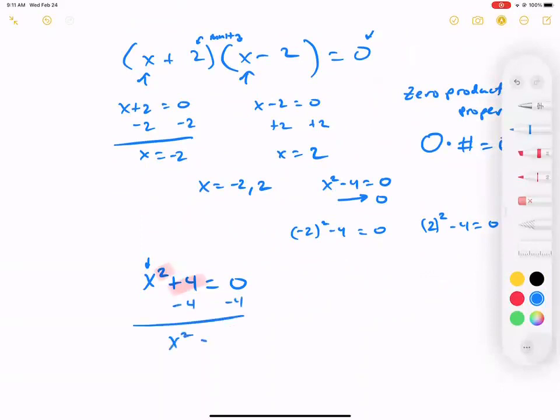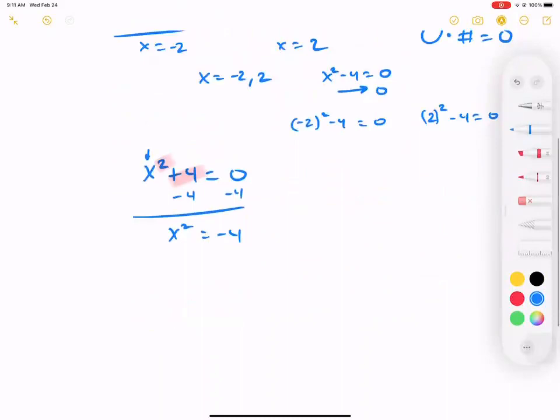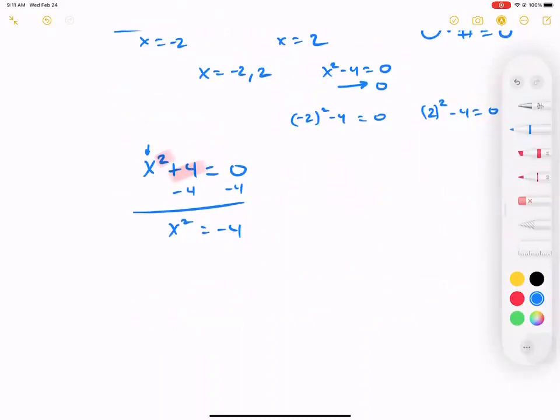We have x squared equals negative 4. And then we take the square root of both sides, plus and minus the square root of negative 4. We're left with x is equal to plus and minus the square root of negative 4. Now, if you remember, the square root of any negative number is going to be imaginary.